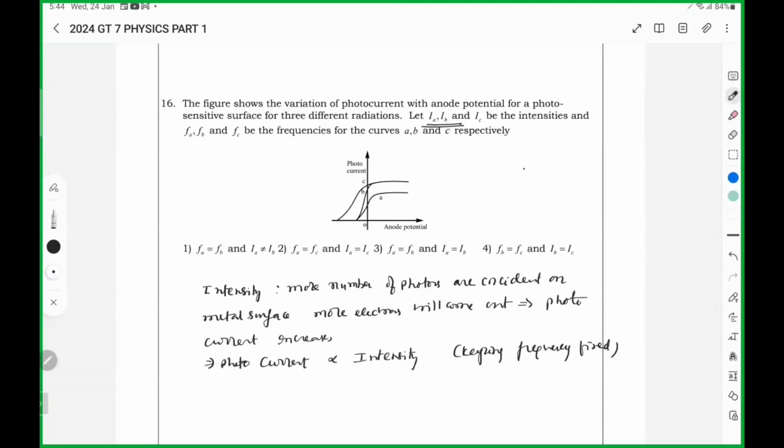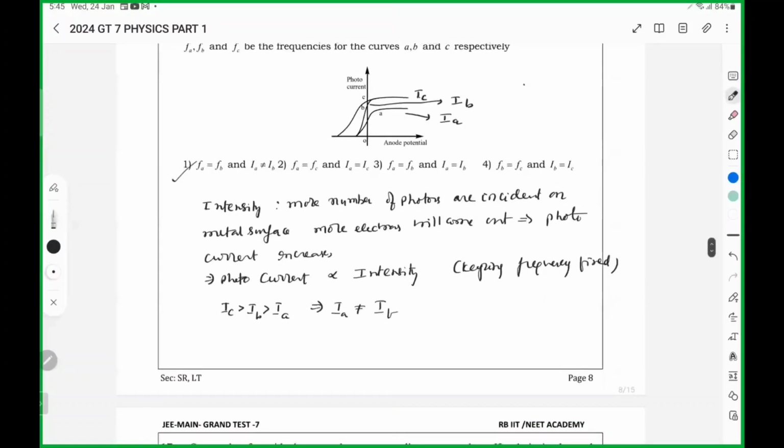Now here, intensity of C, intensity of B, intensity of A. From this diagram, obviously, intensity of C is more than intensity of B, which is more than intensity of A. So, which clearly indicates, that is related with the first option.